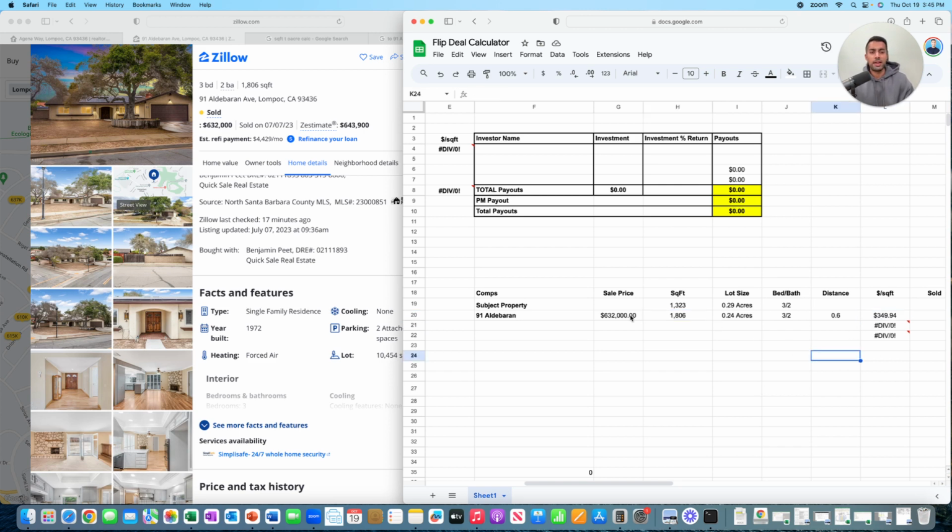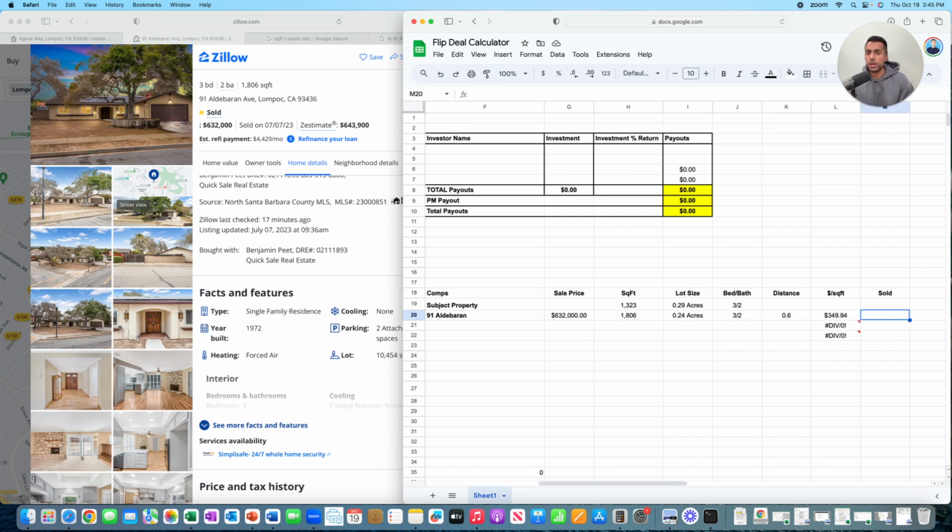And so let's say we wanted a quick and dirty analysis. We would multiply this price per square foot times our subject property square footage, and we'll get an estimated sale price. Now, I'll tell you why this is not going to be particularly useful for this example, but I'll go into that in just a minute. We'll get back into Aldebaran.